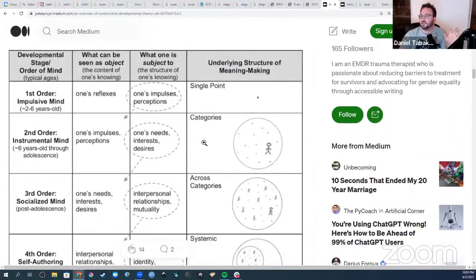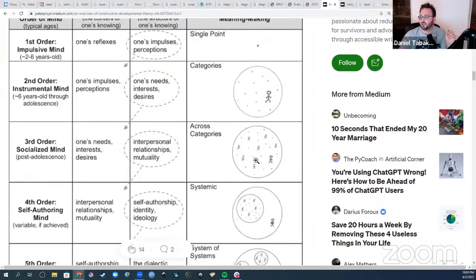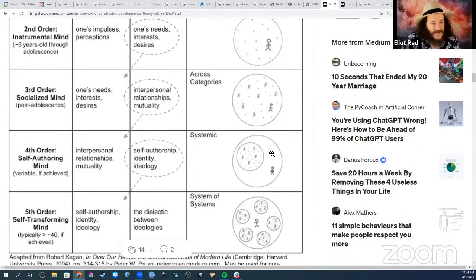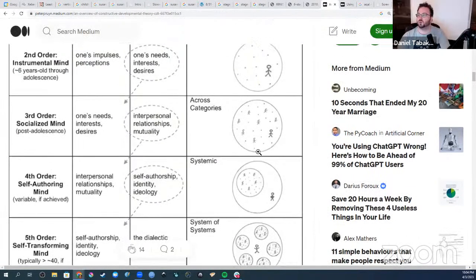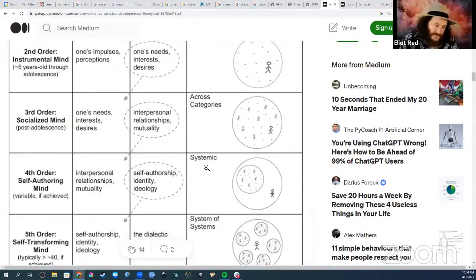And that's represented in the underlying meaning making structure across categories. So we have the picture of a little guy, and then there's a bunch of little guys and dots. So it's a mix of objects and people. There's you and all these things that you can deal with, or that you want, that you can try to get. But then there are also all these other people around doing stuff.